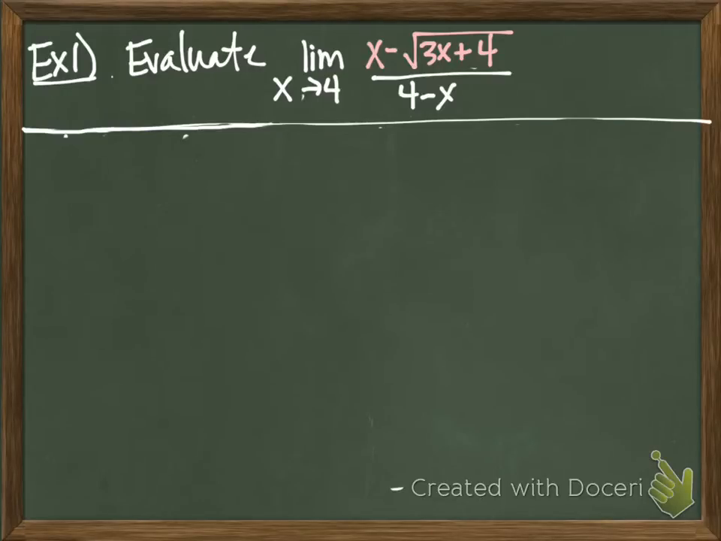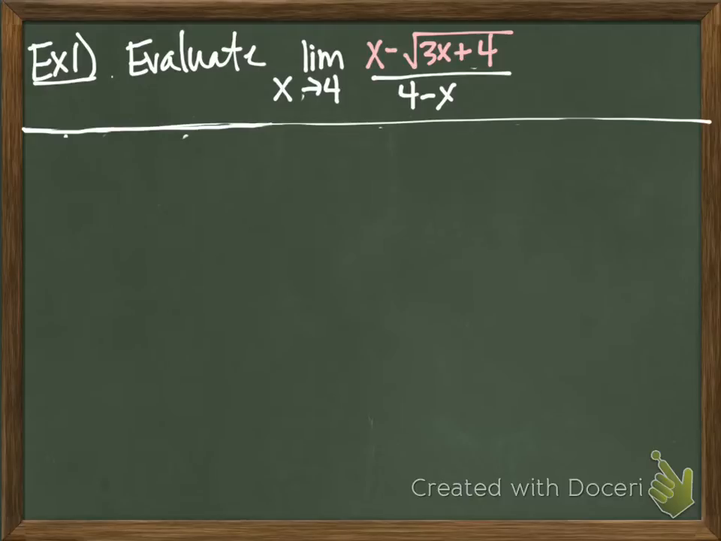We're going to look at two examples that involve limits with square roots. So looking at this first limit, I want you to take a second, go ahead and put this on pause and see if you can evaluate the limit based on what we've done in class.